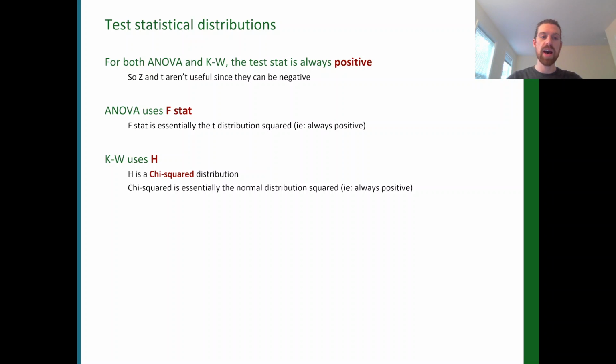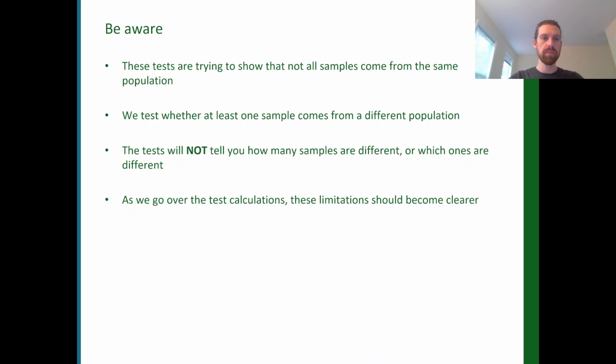And then for the Kruskal-Wallis, we'll be using the H statistic, which is basically the chi-squared distribution. And the chi-squared distribution is just the normal distribution, also squared. So there are similarities in these statistics that we're using here. They've basically been squared, and you're familiar with those underlying distributions that help produce the distributions that we'll be using.